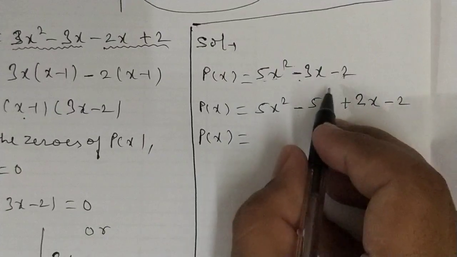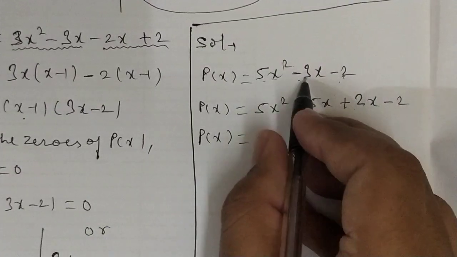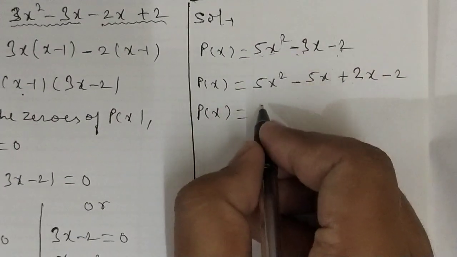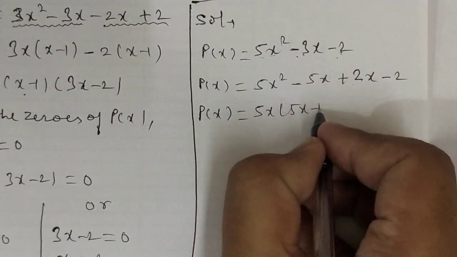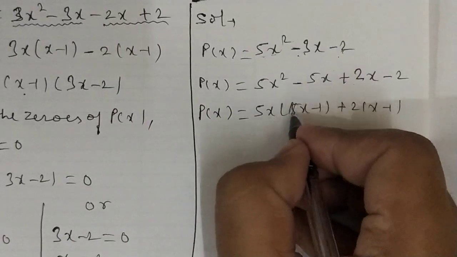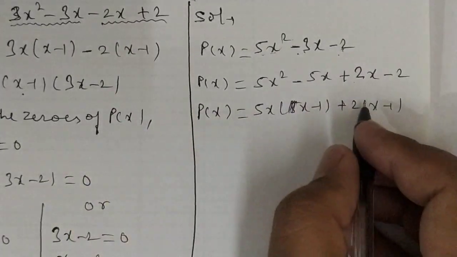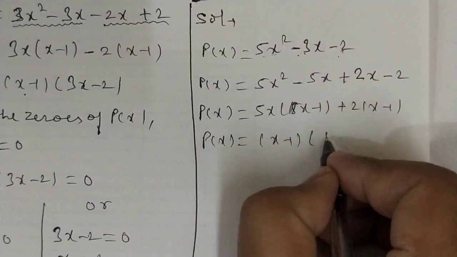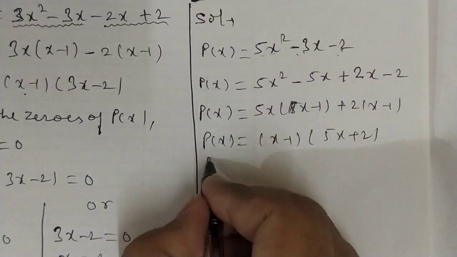Minus 5 into 2 is minus 10, and minus 5 plus 2 is minus 3. Clear? So I am splitting the middle term here. I am taking 5x common, so 5x minus 1. Here I am taking 2 common, so 5x, and here x minus 1. From the whole I am taking x minus 1 common, so 5x plus 2.